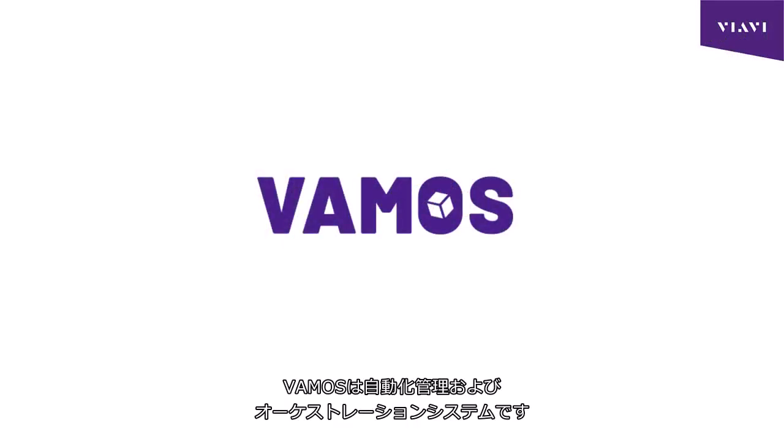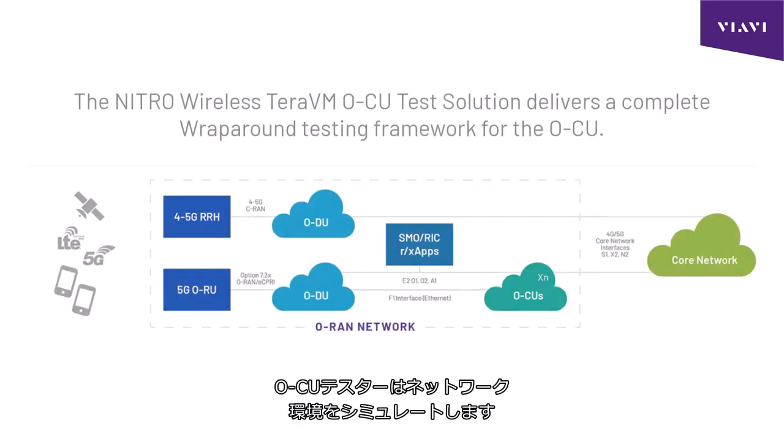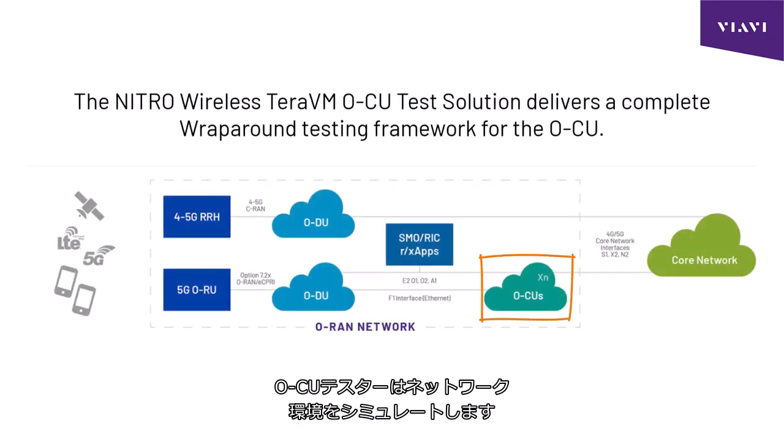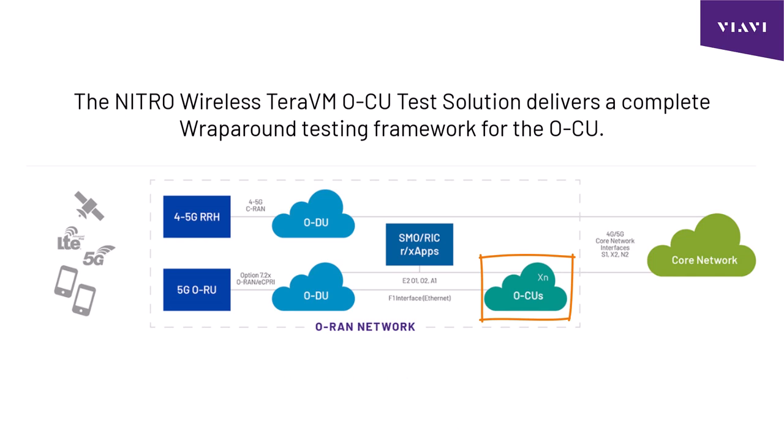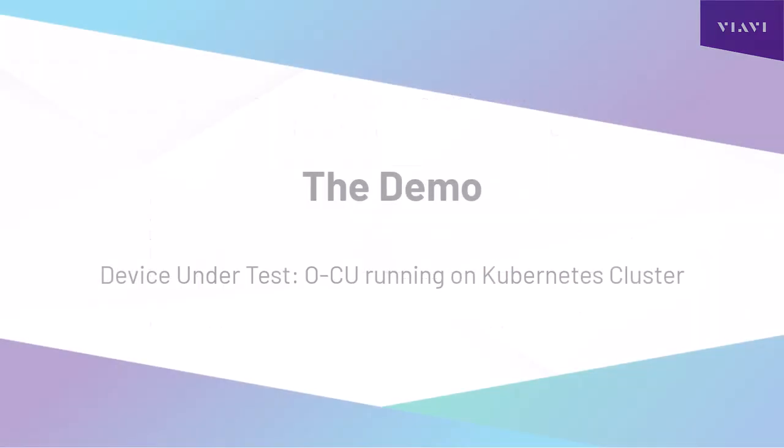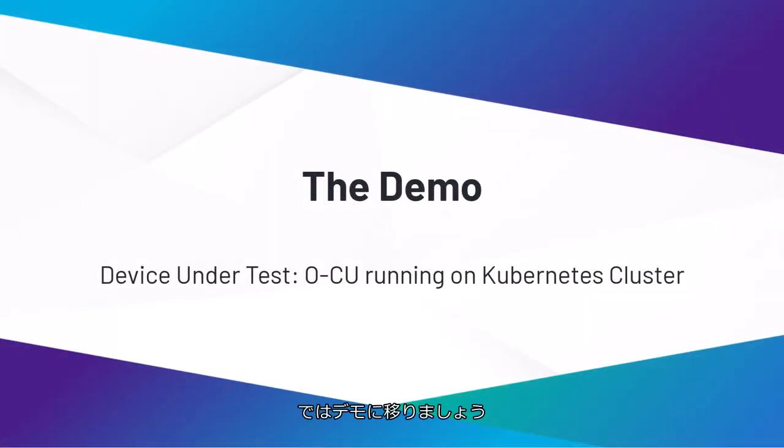VAMOS is an automation management orchestration system and is demonstrated here with an OCU test. The OCU tester simulates the network environment. It can emulate many ODUs and UEs to generate 5G control plane and user plane traffic to the OCU. The ability to emulate high data rates and large numbers of ODUs is vital, as the OCU is the first data aggregation point between the RAN and the core network. Let's go to the demonstration.